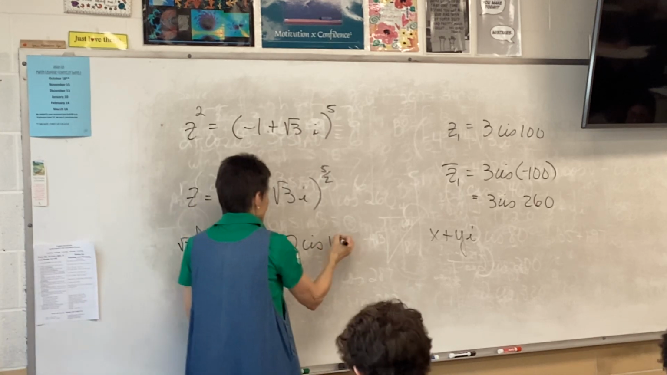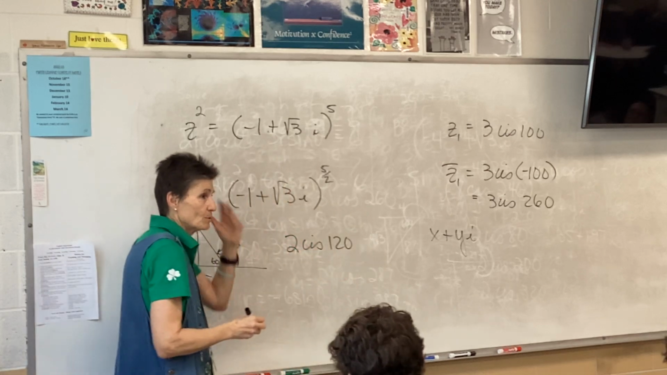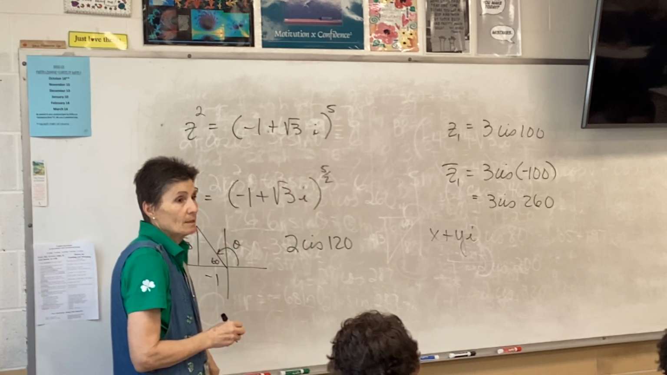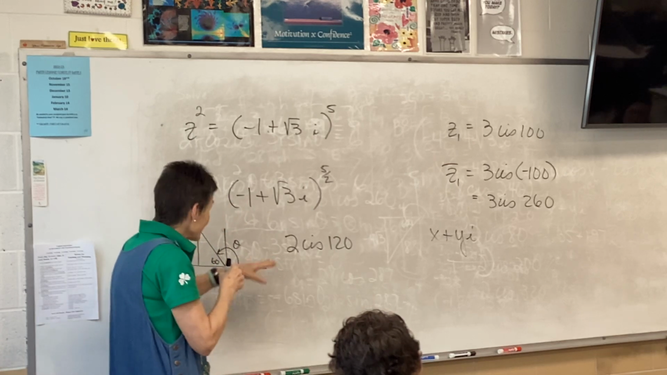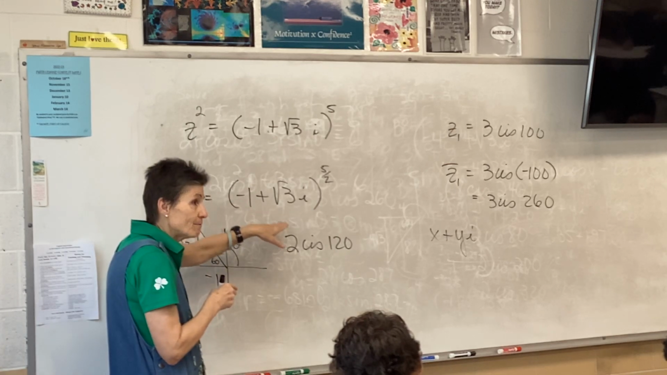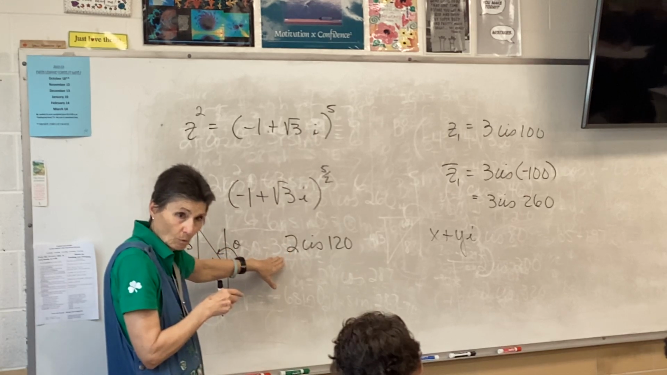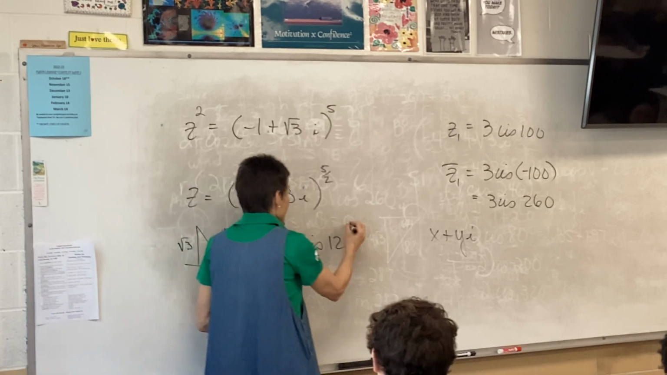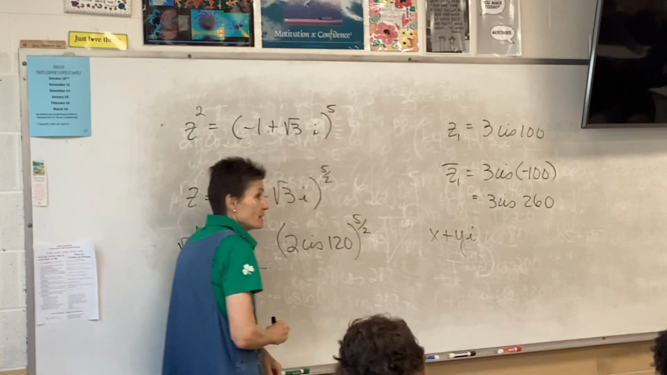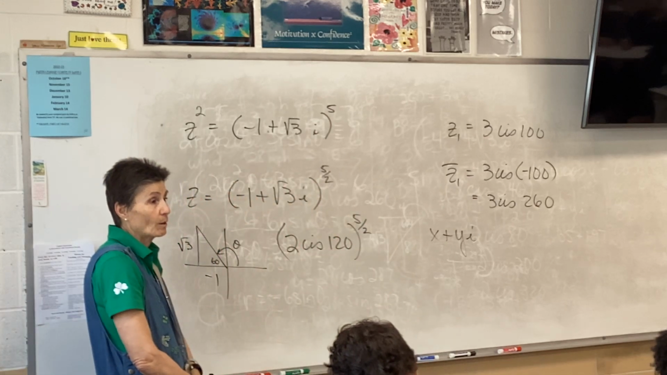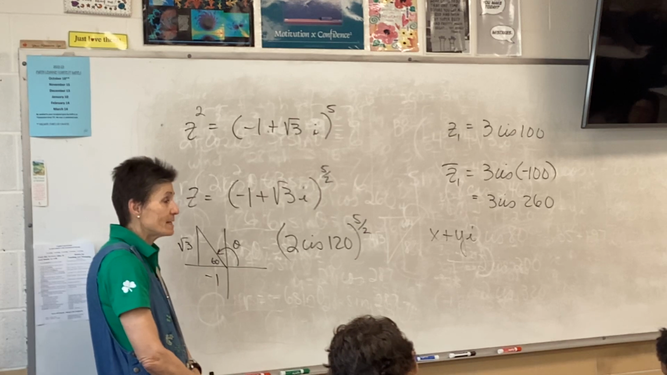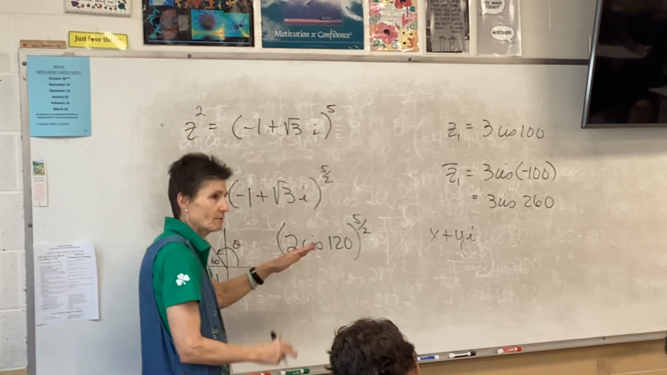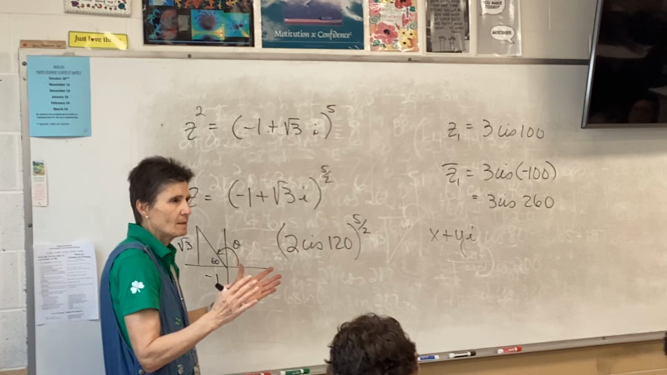120 if I'm in degrees. It doesn't say anything, doesn't matter, degrees, okay? Now, that is not the answer to the question. That is simply the number converted into polar form. So that is what I'm going to raise to the 5/2 power. Now, what does 5/2 power mean in terms of raising 2 to the 5/2? What does that mean?